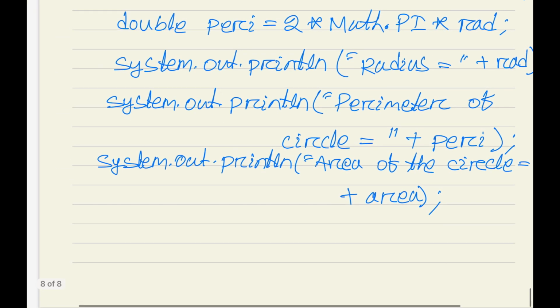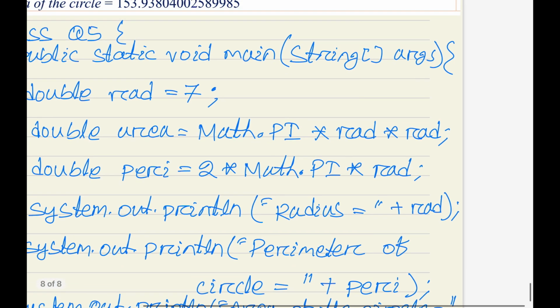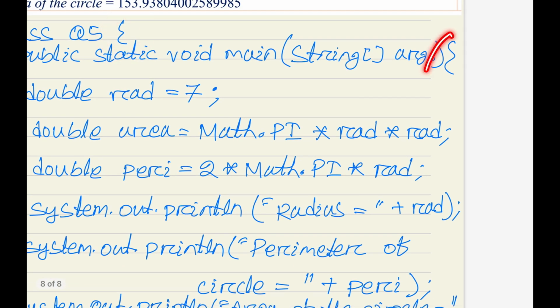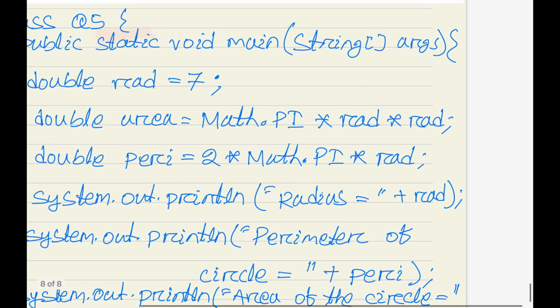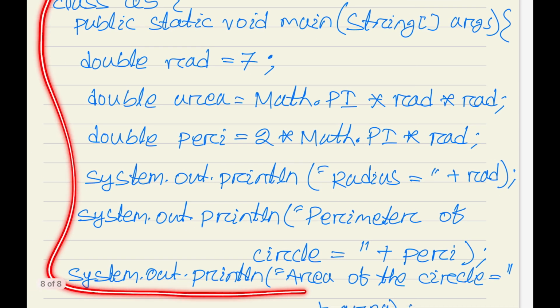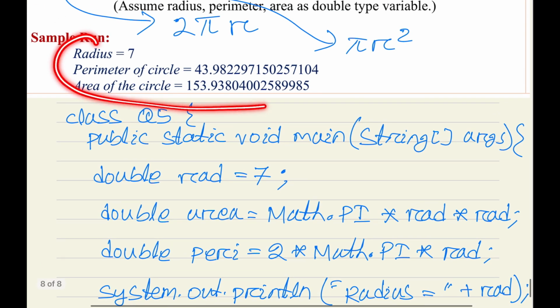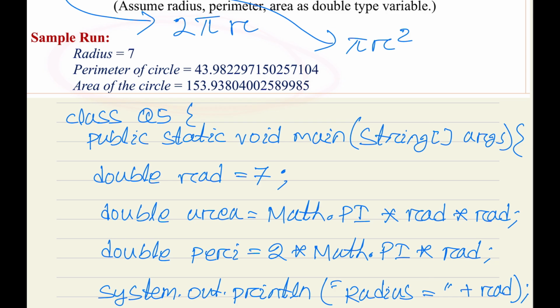Now two closing curly braces. One closing curly brace for the main method and another for the class. Now if we execute this program, it is going to give the output according to the sample run.